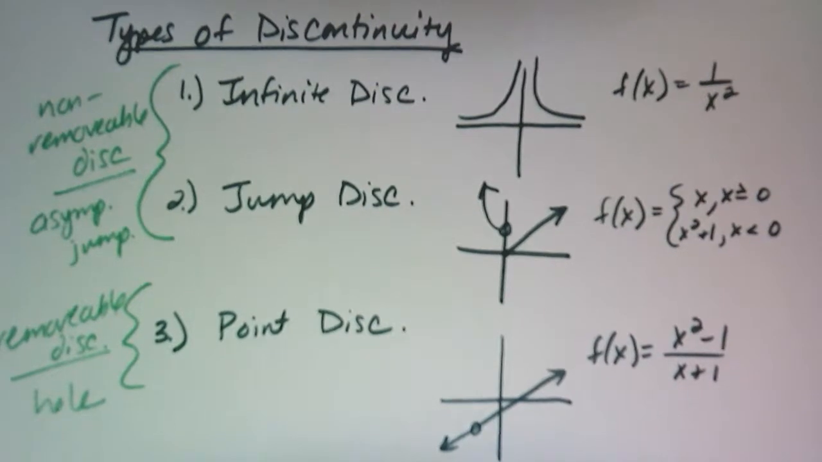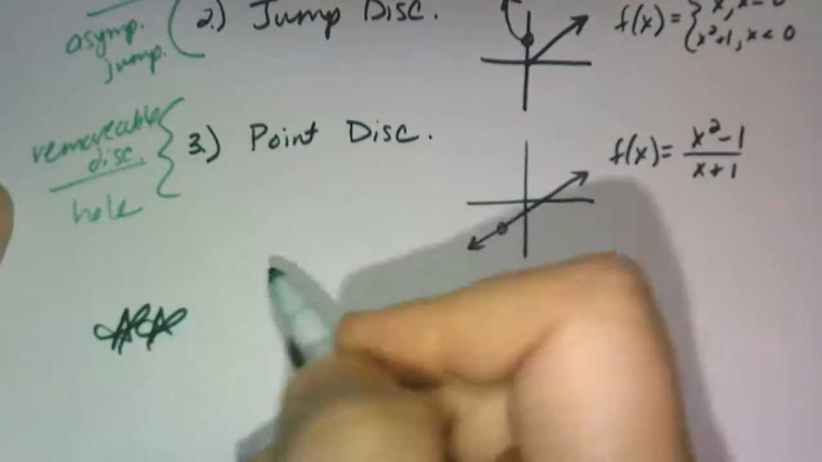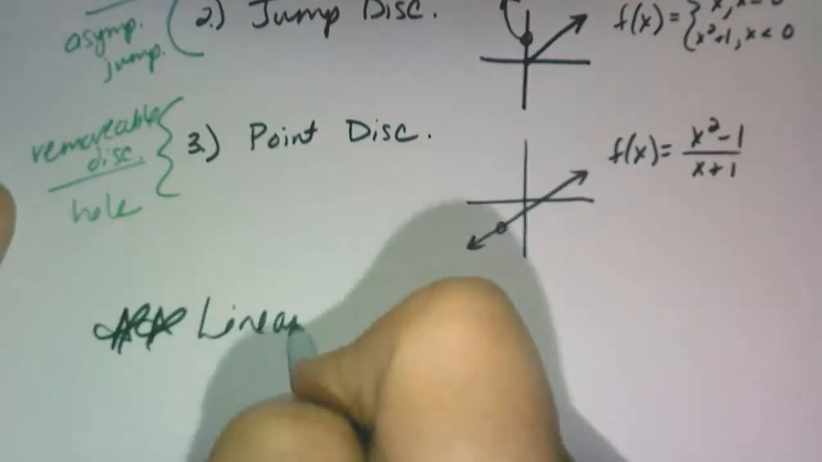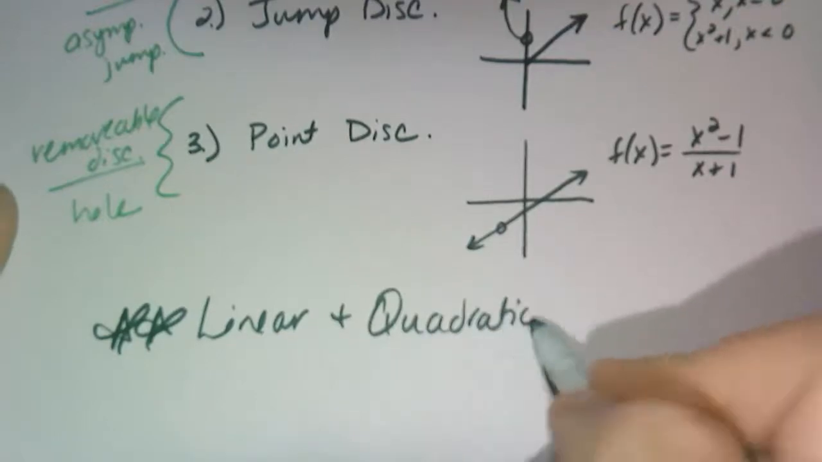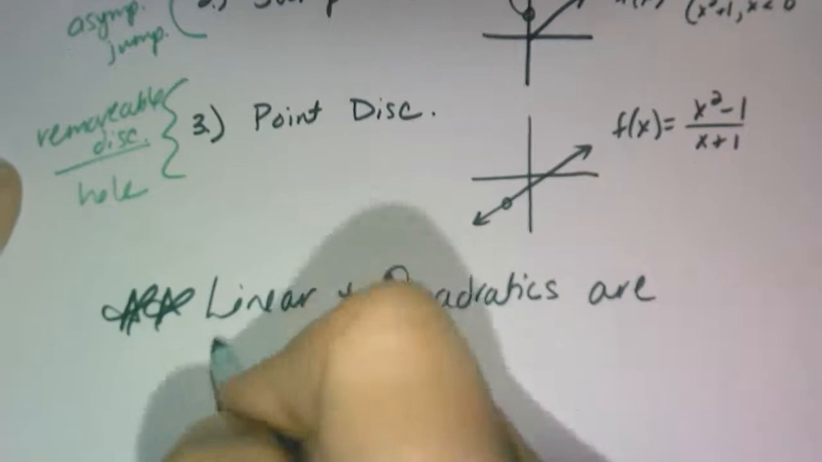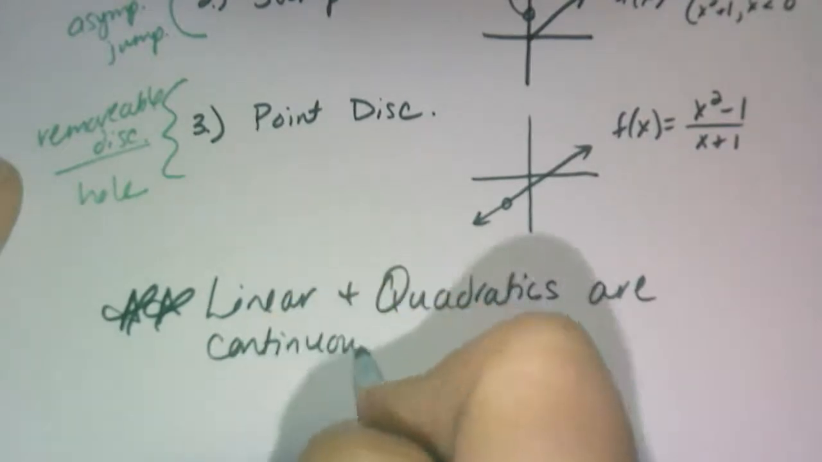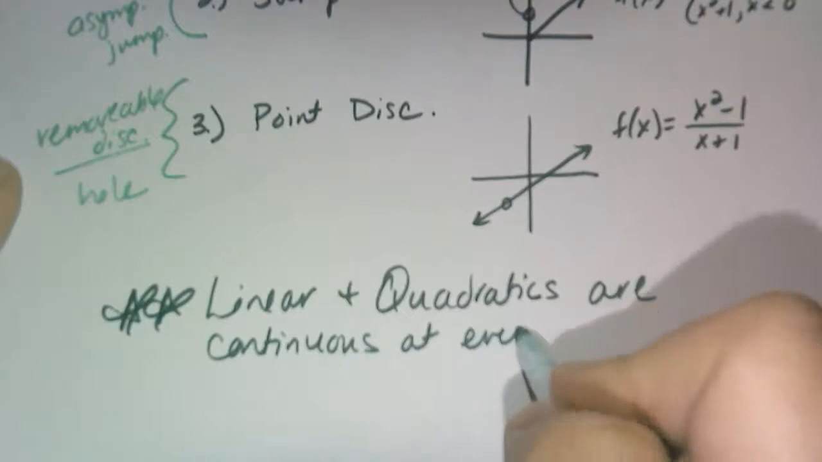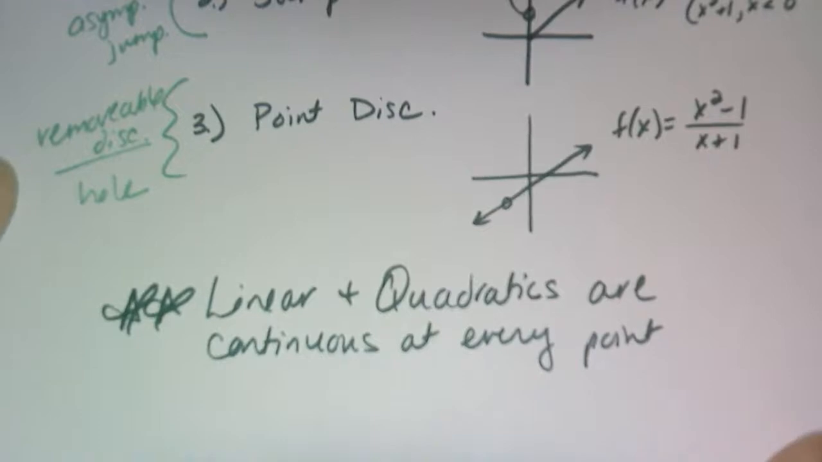Just so you know, and put a little star around this. If you are a linear function and you're a quadratic function, linear and quadratics, they're always continuous at every point. What do you mean it has to be both? No, if you're a linear function or you're a quadratic function, you are continuous at every point. Every point you're continuous.